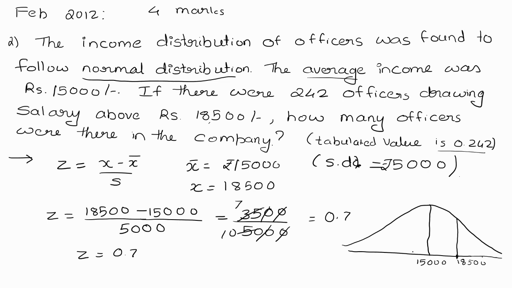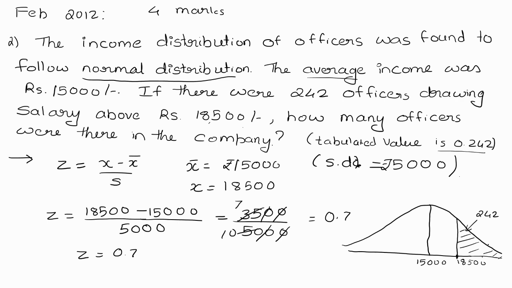Now what they have told is that there are 242 officers drawing salary above 18,500. Something above 18,500 will lie in this proportion, and in this area there are 242 officers. This has been given. And what is my question now? I need to calculate how many officers there are in this entire area.